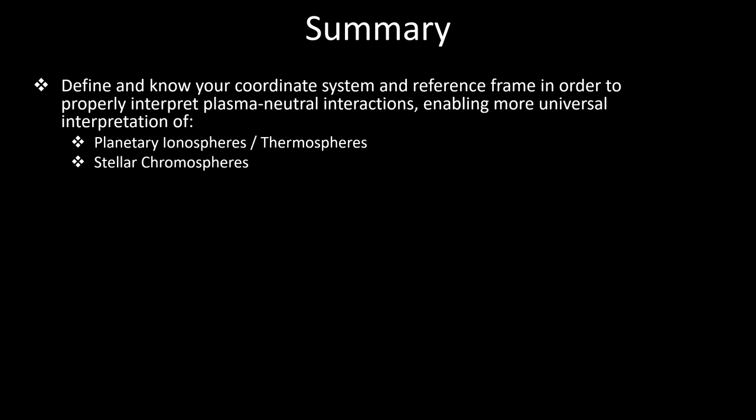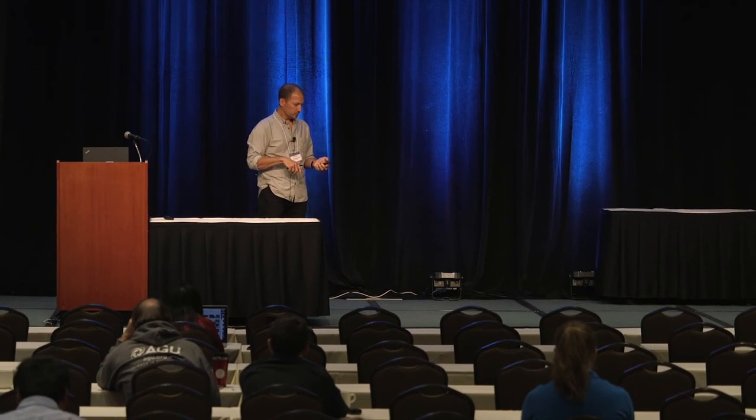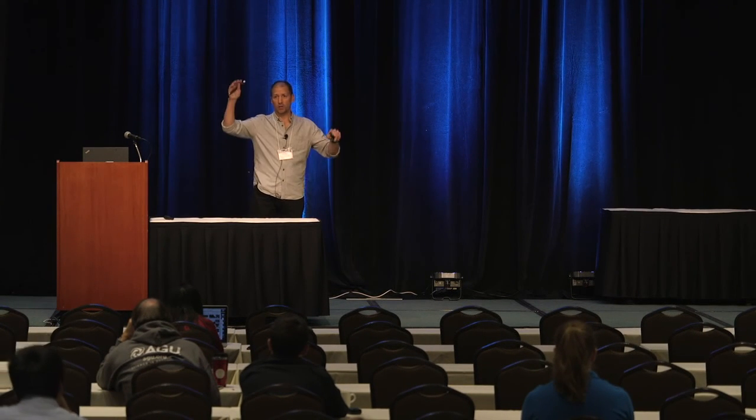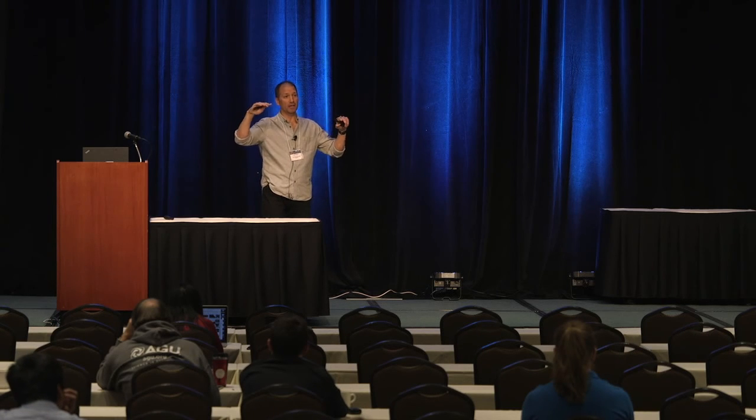So first, as I mentioned, define and know your coordinate system and your reference frames. And this is not just for modeling, but it's also for just interpreting your data. And to make sure that you can use it more universally, I want to see us being able to be a community that can apply to discussions with solar physicists about chromospheric or stellar chromospheres. I want us to be able to discuss with planetary systems, on the same plane, because it's very difficult to have those discussions when you're in different reference frames and you don't even know it. That's the worst part of it, because then you just completely confuse discussions.